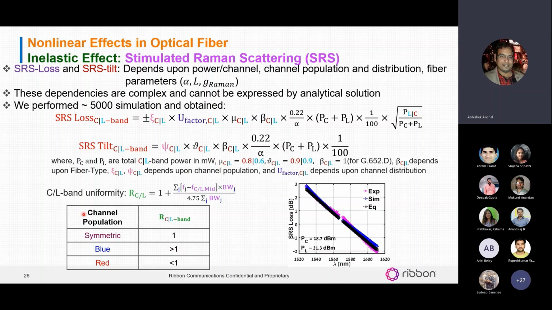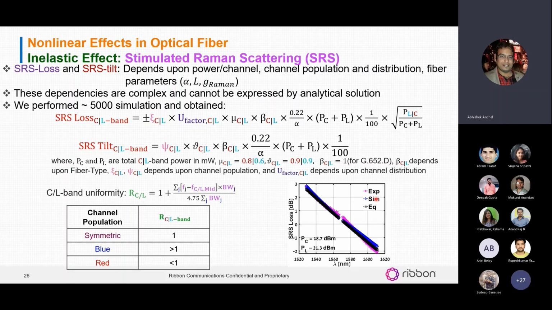So we define the C and L band uniformity, which depends upon the U factor as such. If you have a symmetric channel, meaning either symmetric or fully populated, the value is 1. If it is blue, then it's greater than 1, and less than 1 for the red channel. So this takes care of the channel population and distribution in the equation, and then we can give this equation to the amplifier to compensate accordingly.